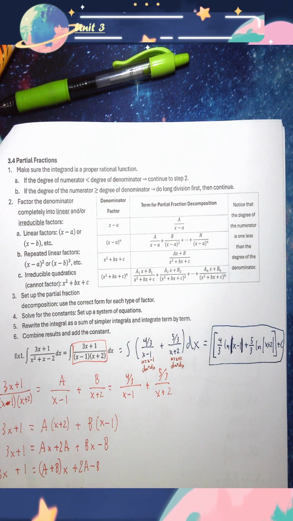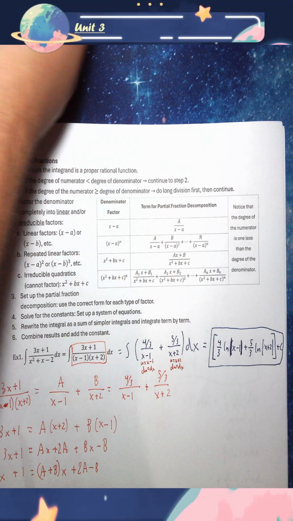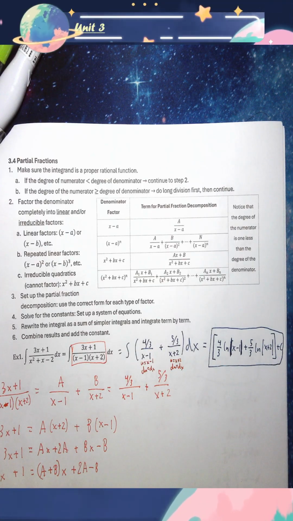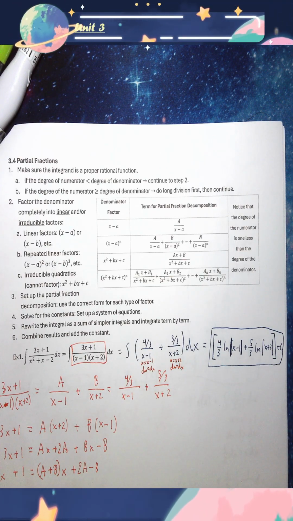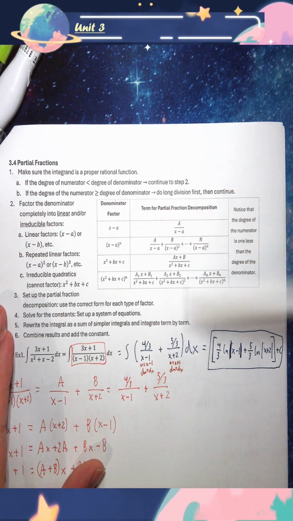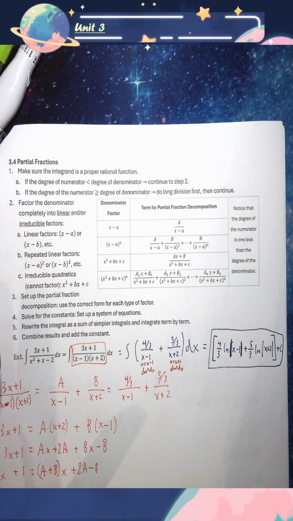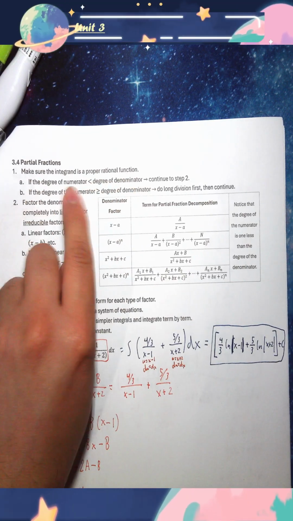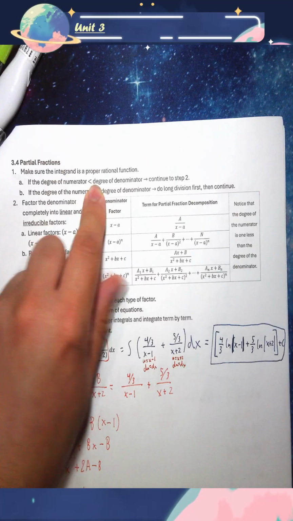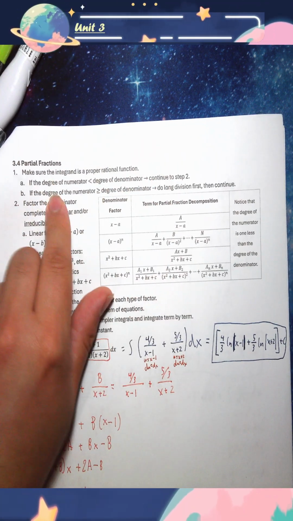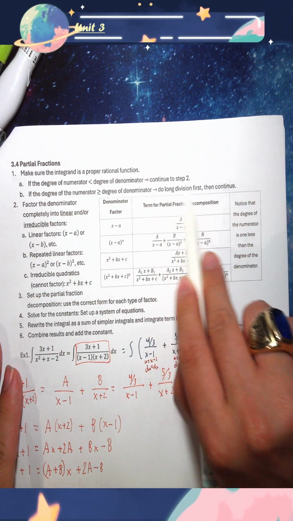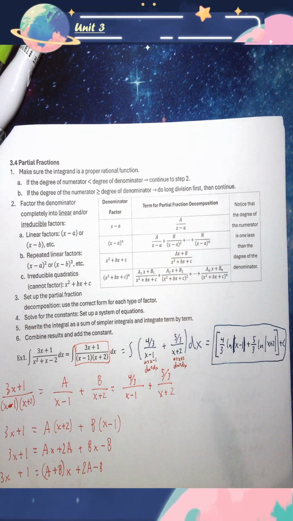Partial fraction decomposition is something that we are coming into with you having learned it in pre-cal, assuming you learned it in pre-cal. But I put this quick little reminder, and you can catch up this way as well. Okay, so first, make sure the integrand is a proper rational function. If the degree of the numerator is less than the degree of the denominator, we move to step 2. If the degree of the numerator is greater than or equal to the degree of the denominator, we divide first, then continue.